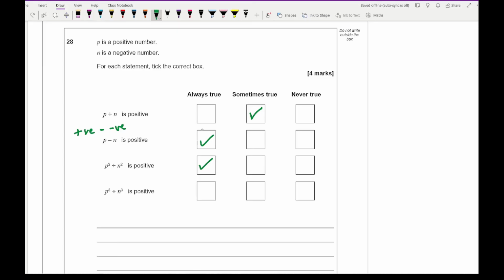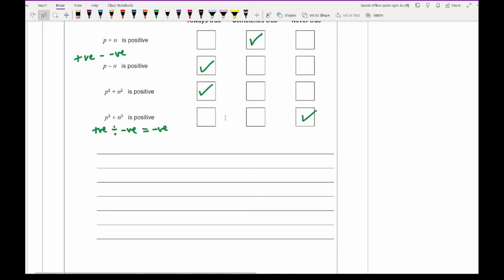Well, a positive number cubed gives us a positive answer. A negative number cubed will give us a negative answer. And then here we've got an odd number of negative numbers. So that means that it's always going to be negative, not positive. So that is never going to be true.